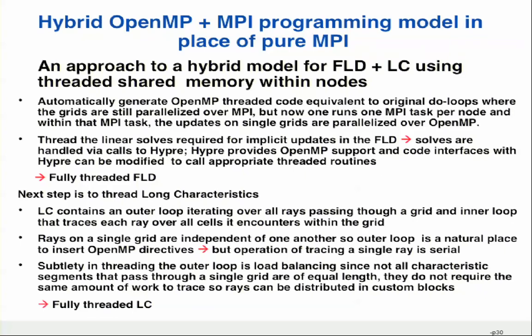The subtlety here in threading the outer loop is load balancing. The reason is that not all these characteristic segments that pass through a single grid are of equal length. In fact, by definition, they're not. So they don't require the same amount of work to ray trace. What you have to do is basically distribute those rays in custom blocks, and that will lead to a fully threaded LC.